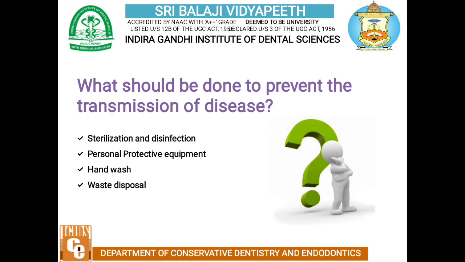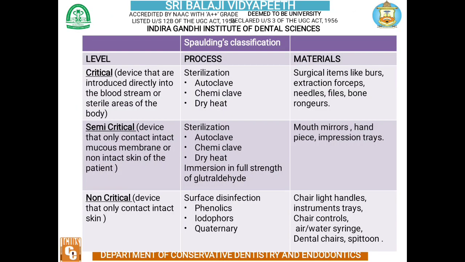What should be done to prevent the transmission of disease? Number 1. Sterilization and disinfection. Number 2. Personal protective equipment. Number 3. Hand wash. And number 4. Waste disposal. For sterilization of instruments, it is classified into 3 levels. They are critical, semi-critical, and non-critical. And these are collectively together called Spaulding's classification.